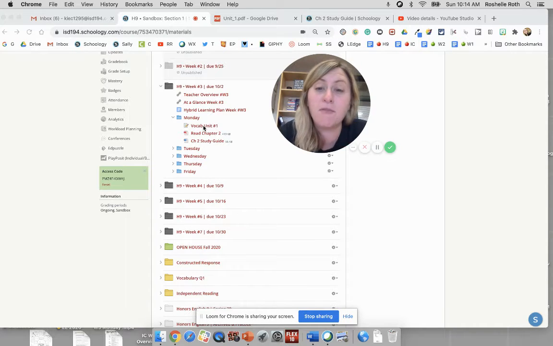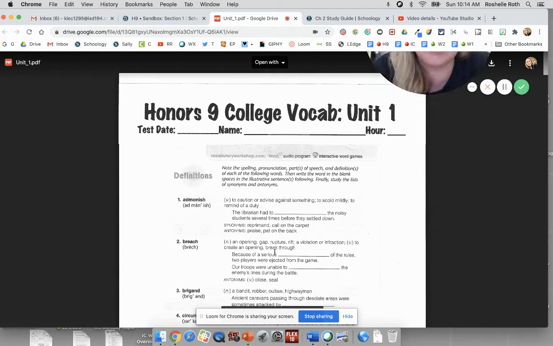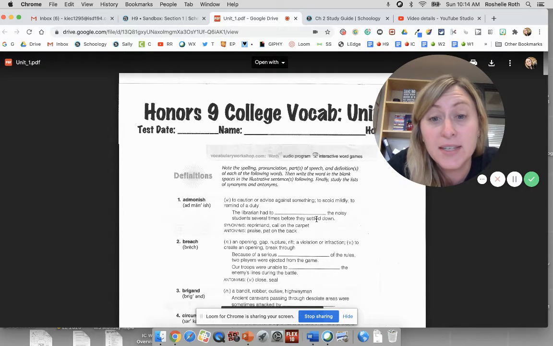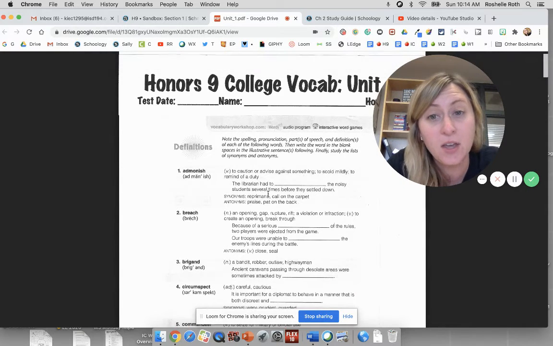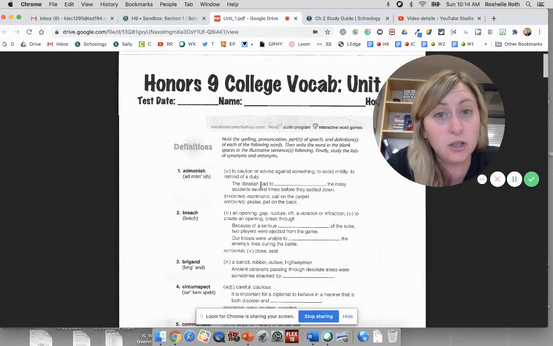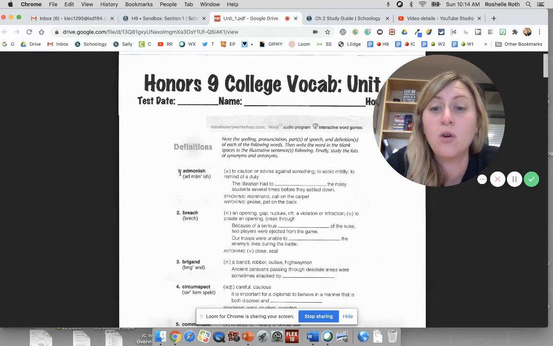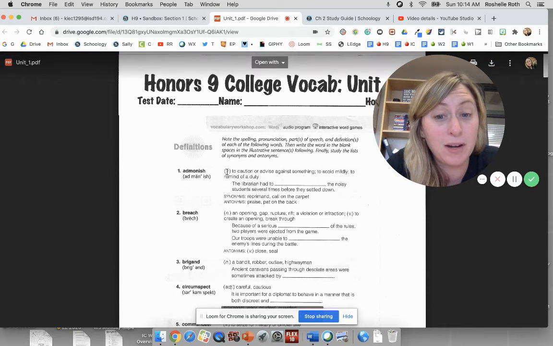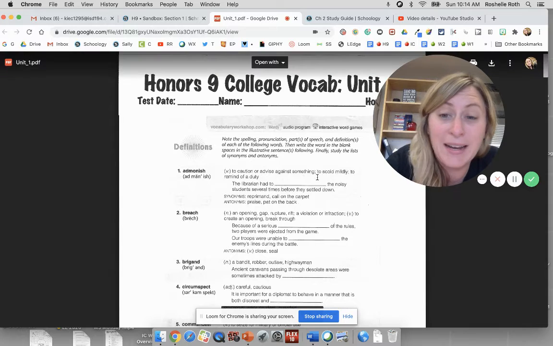Okay, so for today, what you're going to do is open up Unit 1, and you're going to put this into Notability so that you have it and you can interact with it the rest of the week. For the very first day, all we ever do is look over the words. So you want to look over this word, read through the definition, maybe take the time to write this word into the blank, just so you can take a look at the word and writing it.